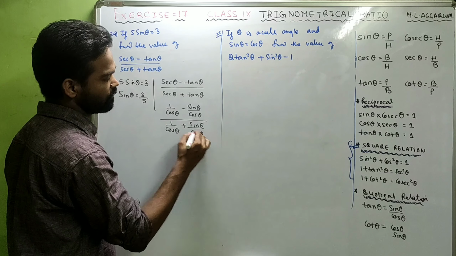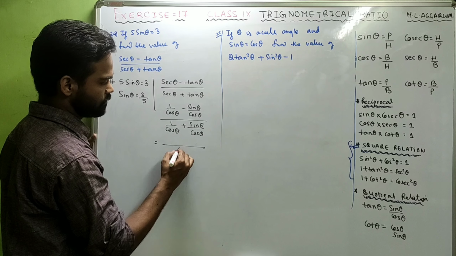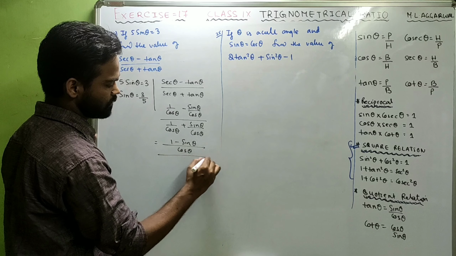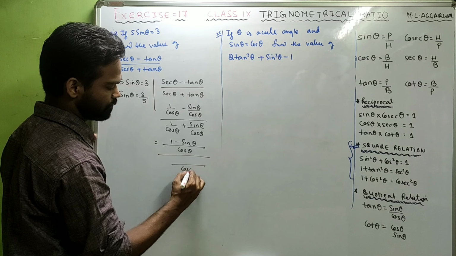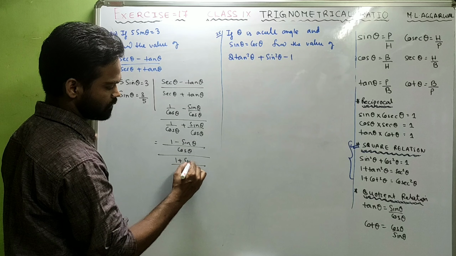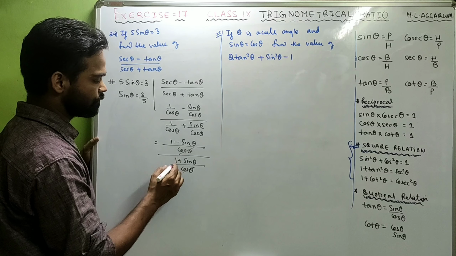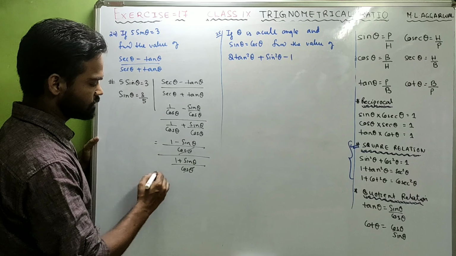So if you simplify this, in the numerator we have cos theta taken LCM. In the denominator you have the same. Theta is acute, so cos theta cannot be 0. Okay, it's positive. Okay, so cos theta cancels out. So what remains?